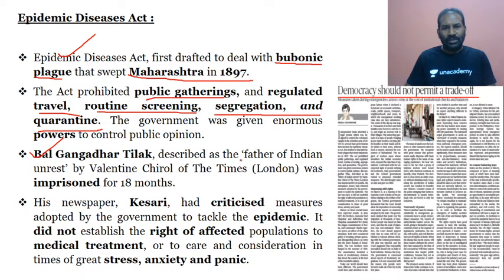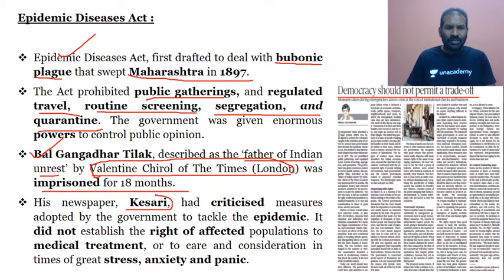Bal Gangadhar Tilak, who was described as the father of Indian unrest by Valentine Chirol of the Times, London, was imprisoned for 18 months during this Epidemic Diseases Act. Again, for the prelims point of view from history, please understand this. The act prohibited public gatherings and also segregation and routine screening. In his newspaper, the Kesari, he criticized the measures taken by the government to tackle the epidemic.